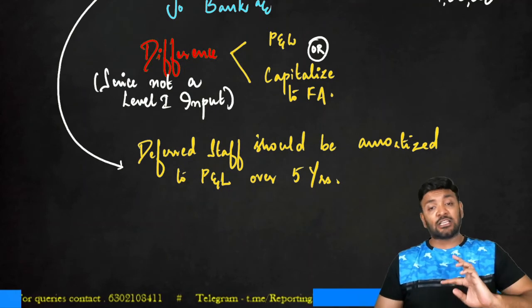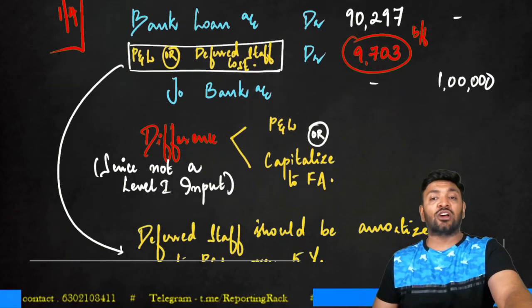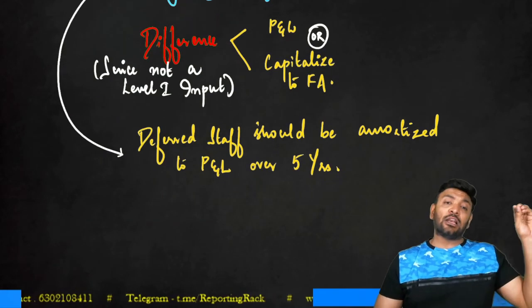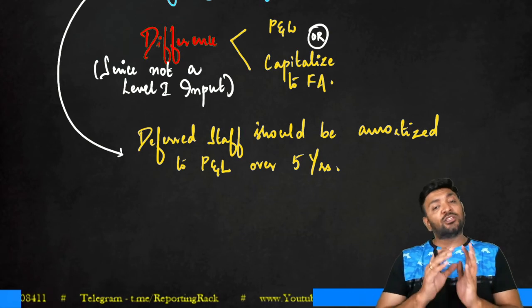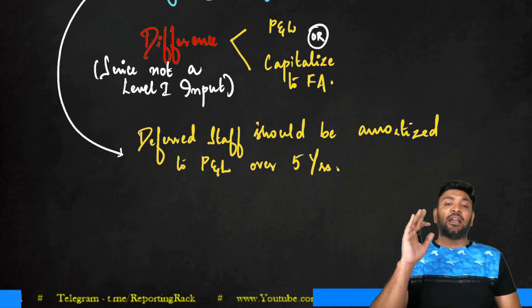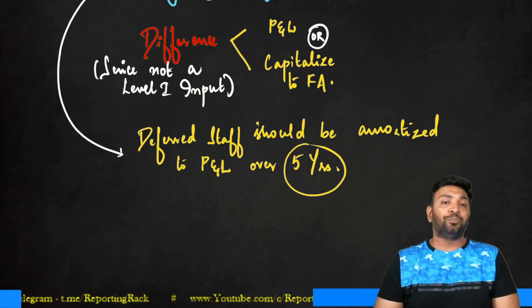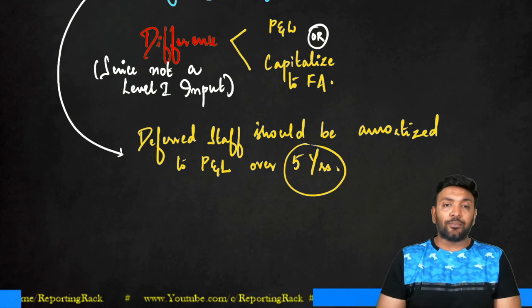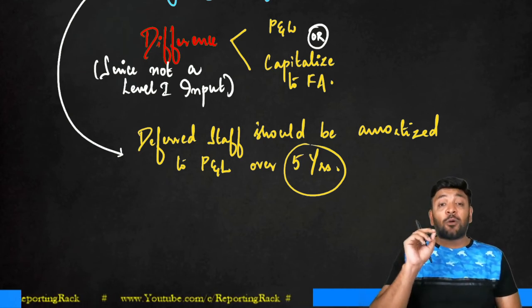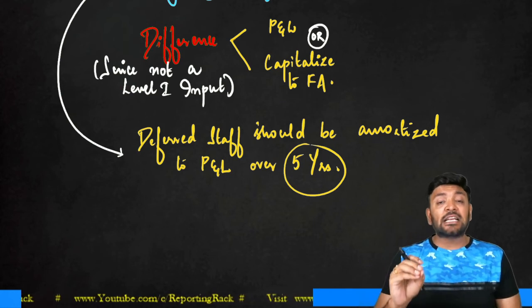Therefore, the enterprise has an option either to charge off the entire difference, whatever 9,703 amount I got, directly to P&L at the same time, or you can capitalize it. That means you defer it and amortize it to P&L over the term or the life of the financial asset. That is what capitalizing to a financial asset means. Clear? Now, this is the first point which I wanted to drive, where the transaction price and your fair value may not be the same.